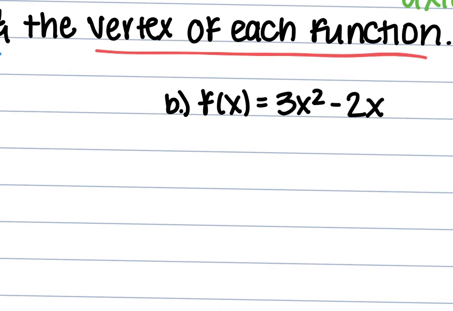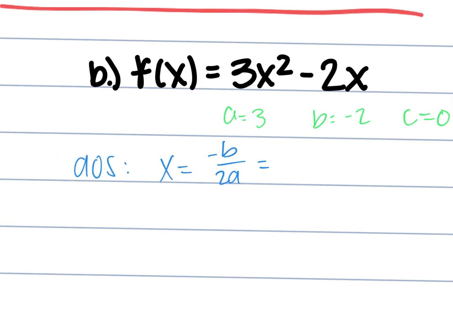We've got B. Okay? f of x equals 3x squared minus 2x. This is a binomial. What term is missing? C. So C is equal to 0. So let's write A equal to 3, B equal to negative 2, and C equals 0. Cool? All right. How do I find my axis of symmetry, my AOS? Isa? X equals negative b over 2a. Bingo. And when you fill it in, what do you get? Negative negative 2, so it would be 2 over 2 times 3, which is going to give you 2 over 6, which simplifies to 1/3. Beautiful.